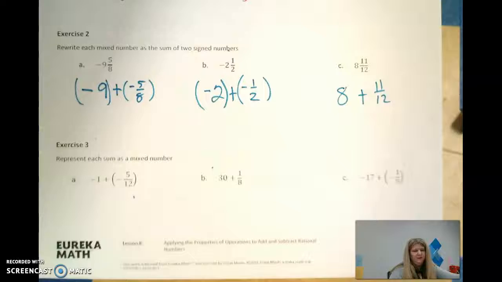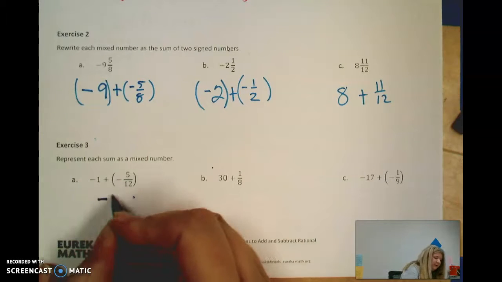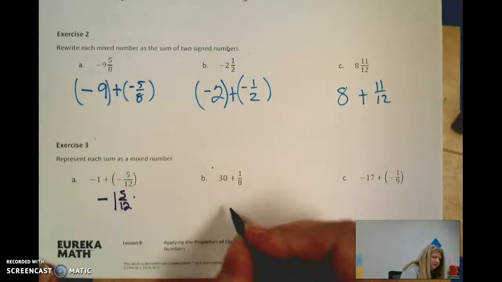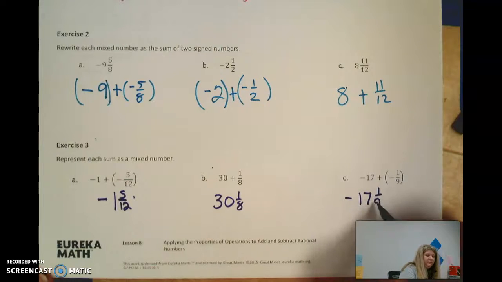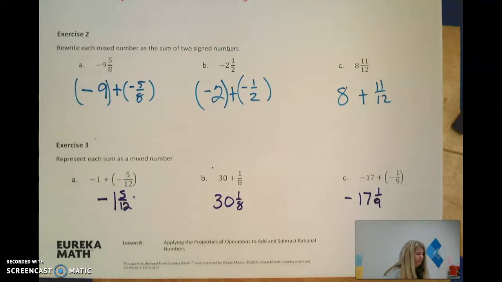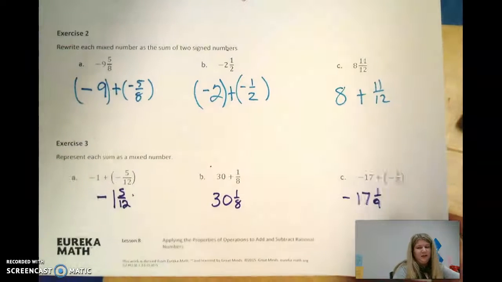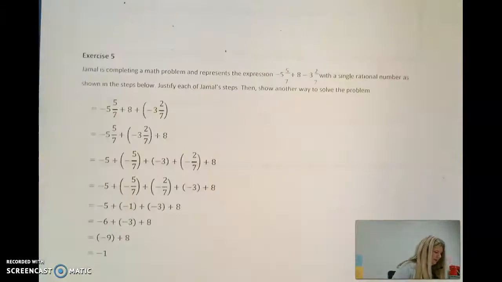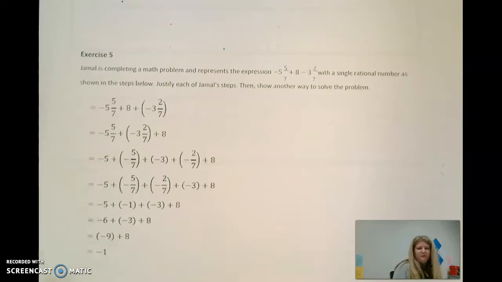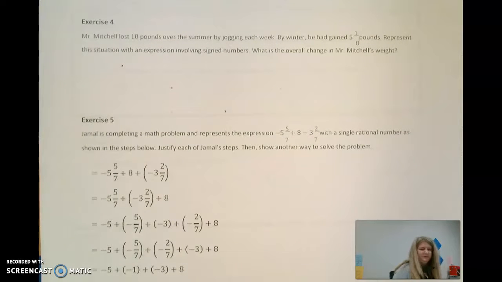Working exercise 3. Now we're doing the reverse. We're representing each sum as a mixed number. So this is -1 and 5/12, 30 and 1/8, -17 and 1/9. This feels slow, but this is important, and it is really a place where lots of people mess up. So it's worth the time. All right. We're going to find some mistakes, I think, down here. Yay. I love doing that. It really helps you learn and make sure you understand it. But let's not get ahead of ourselves.